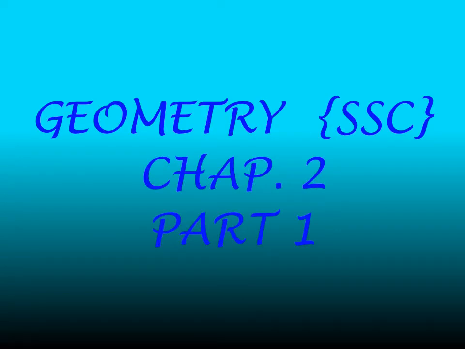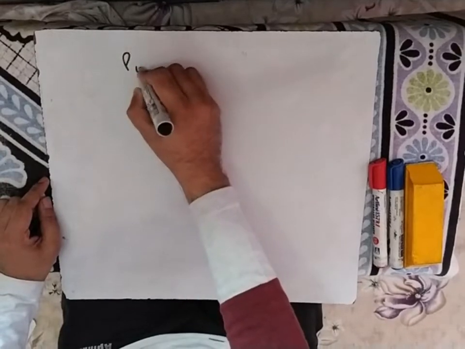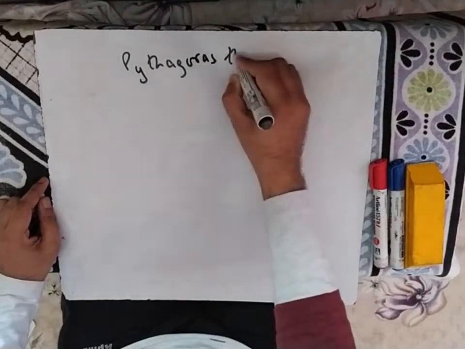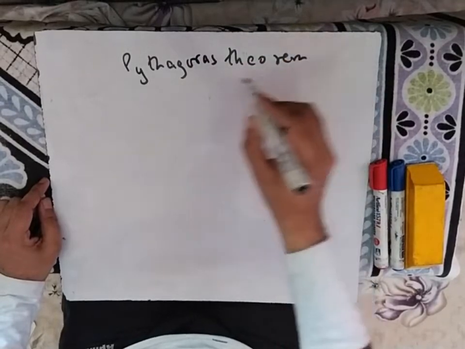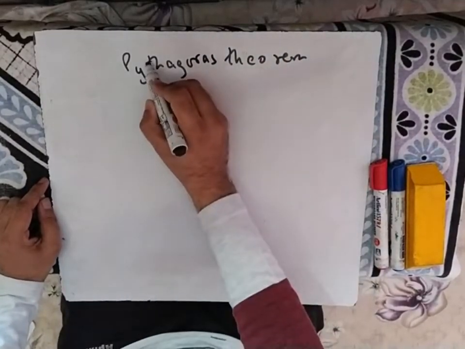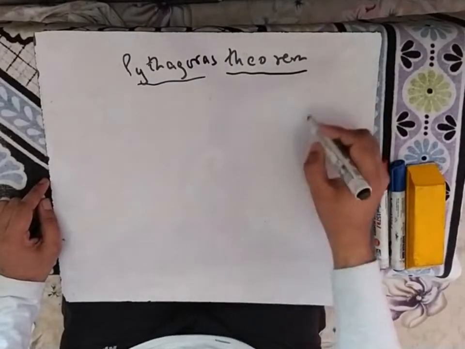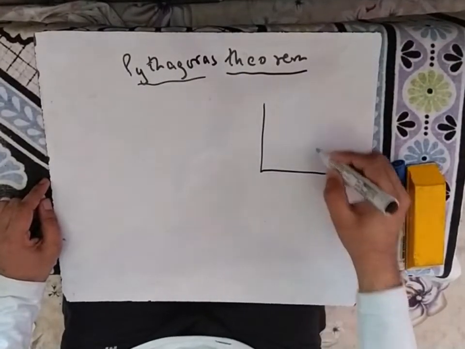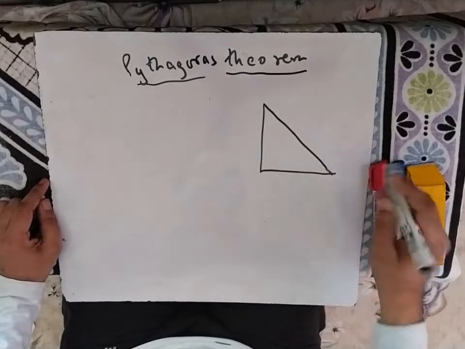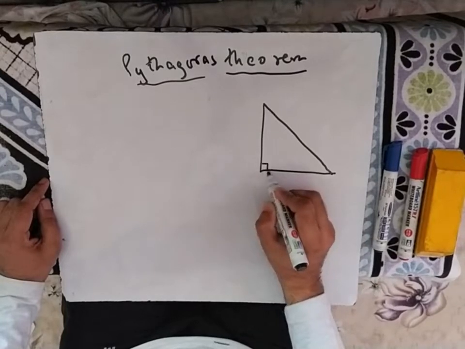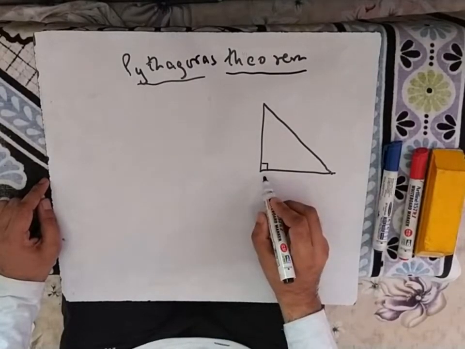In geometry, second chapter, 10th standard, we have the chapter named Pythagoras Theorem. You all have heard about this theorem before also in lower standards. Pythagoras theorem is applicable only in right angle triangles. Now what is the right angle triangle? A triangle in which one angle is 90 degree is called as the right angle triangle.